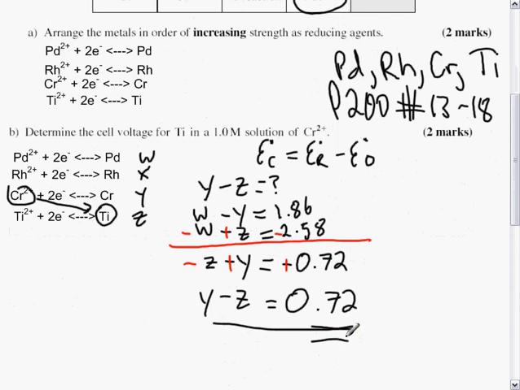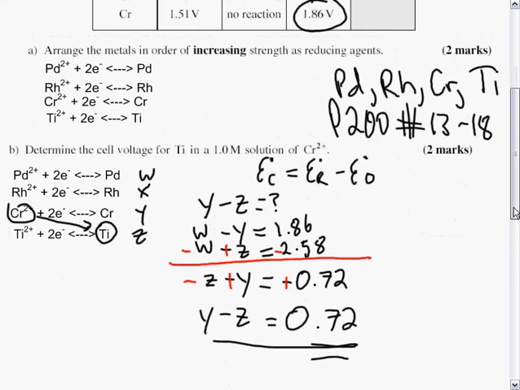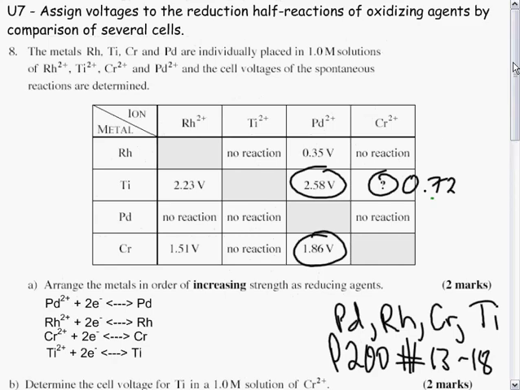Okay, this ends the lesson for the review of assigning voltage to reduction half reactions for May 24th, Chemistry 12.